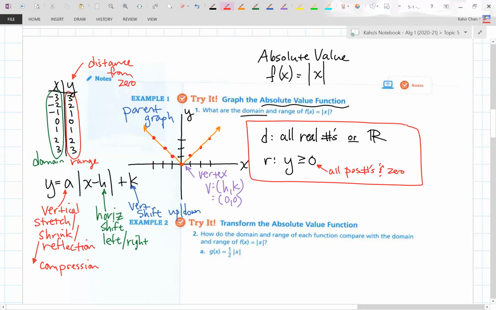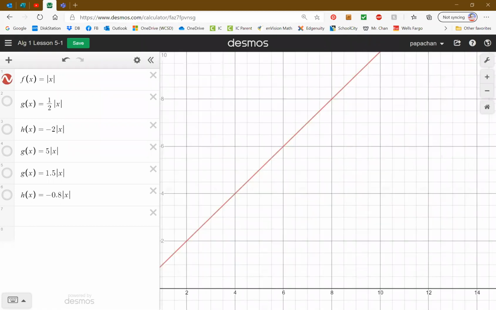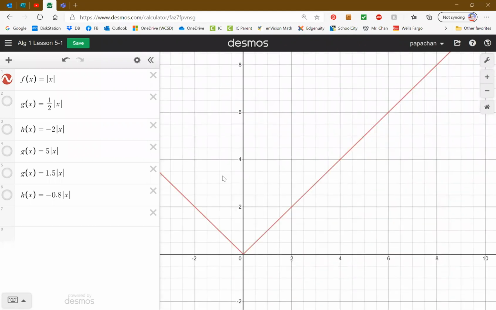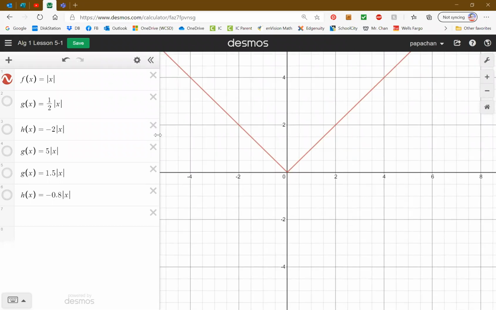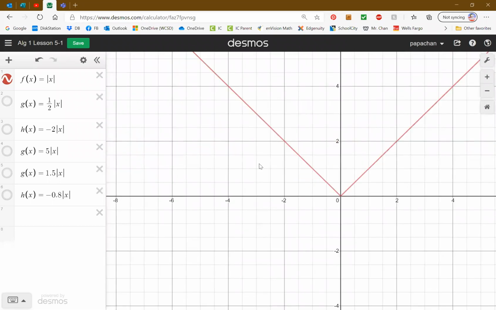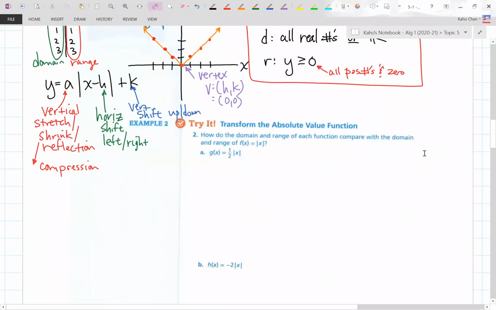In fact, if we invoke Desmos, I'll show you. I have some of those graphs ready to go. I have my first equation here, f of x equals absolute value of x. Boom, it is a V. No matter how far you go left and right, I can pick any x values I want to. It is a V. Okay, there it is. Great. Any questions? Let's move on to example 2.